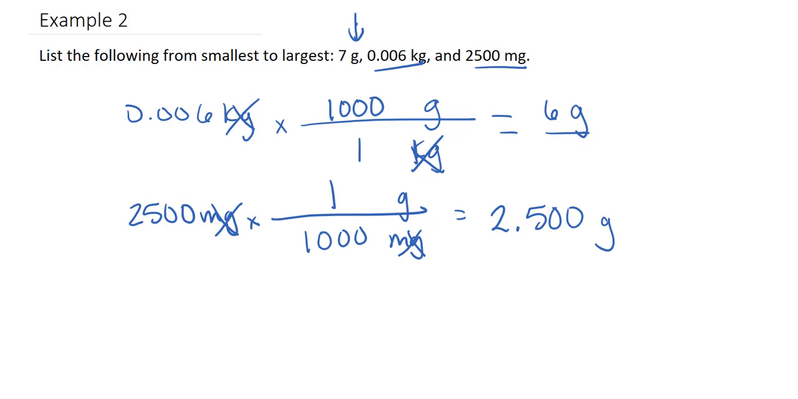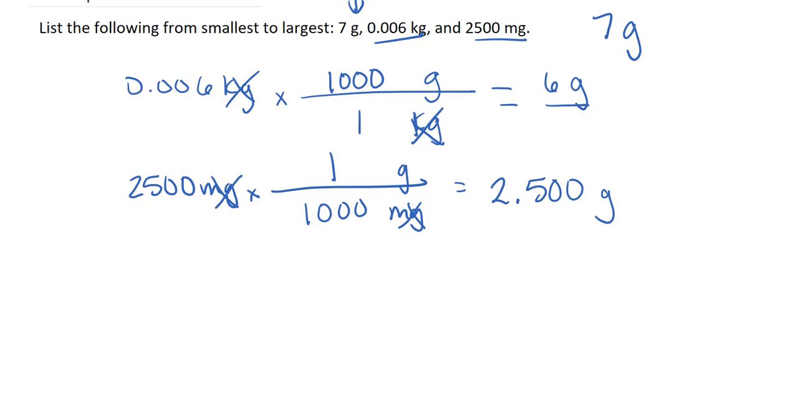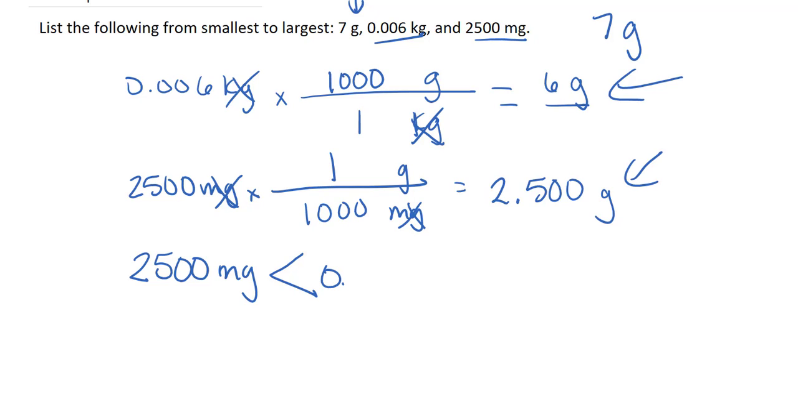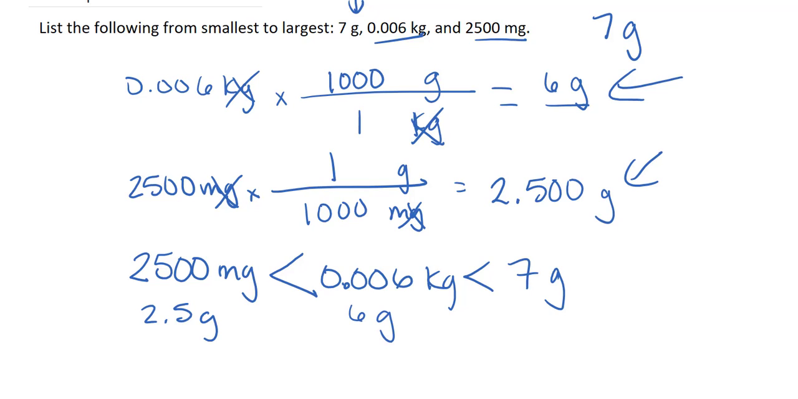So now we need to rank these. We have 6 grams, 2.5 grams, and 7 grams. Our smallest one is going to be the 2,500 milligrams. Our next smallest is the 0.006 kilograms, and our largest one is the 7 grams. Once again, you could have put this as 2.5 grams, and this as 6 grams, and then keep the 7. So this would be our final solution.